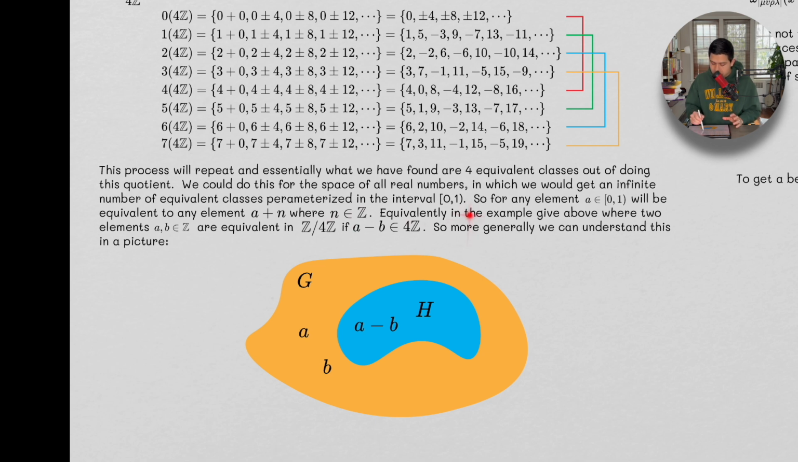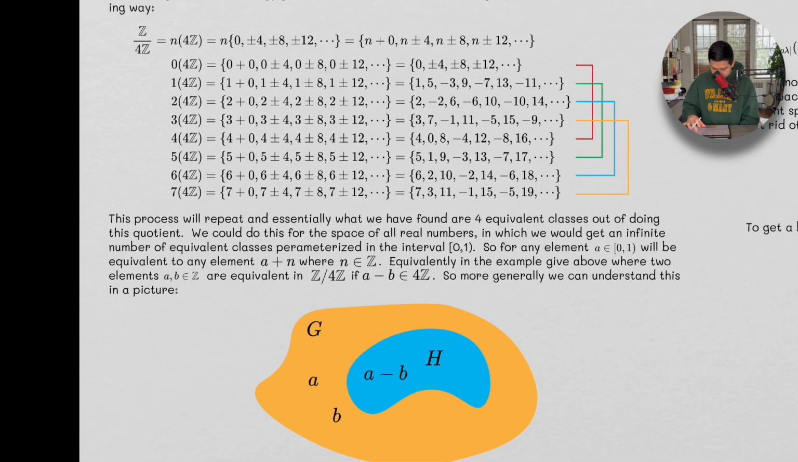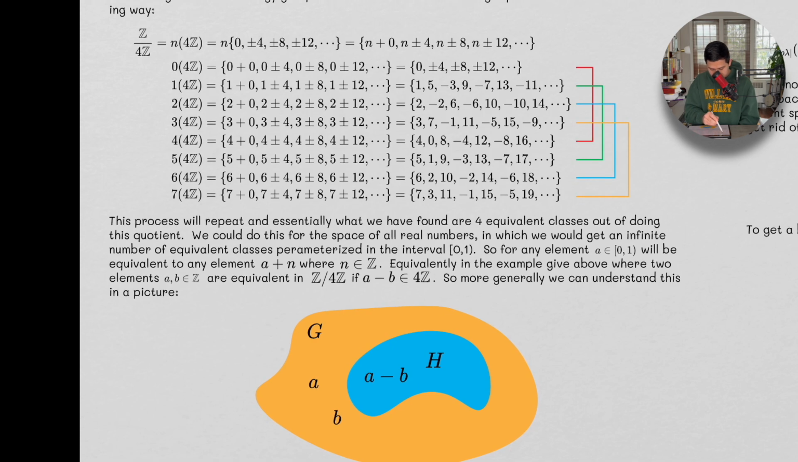So equivalently, in the example given above, where two elements A and B in Z are equivalent in this space here, if A minus B equals 4, or is in 4Z. More generally, we can understand this in a picture. So if we have elements A and B, say 0 and 4.